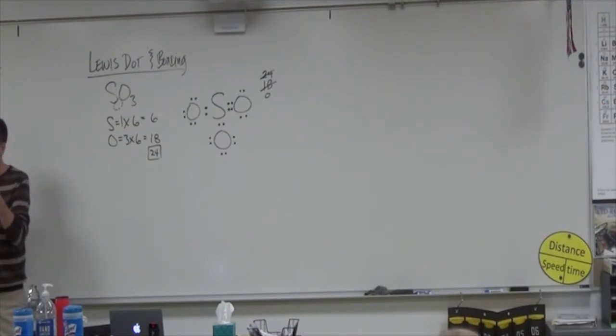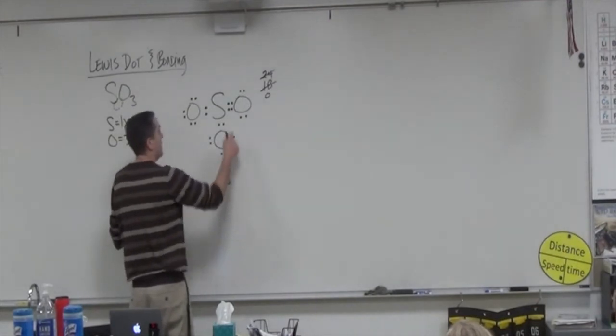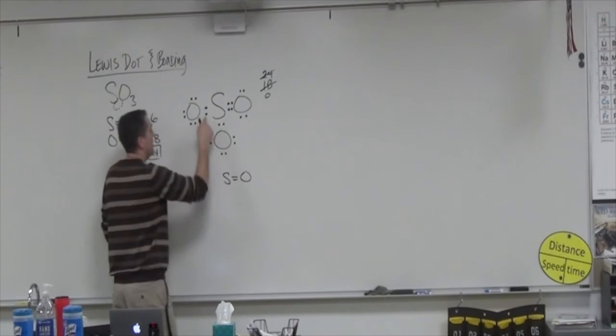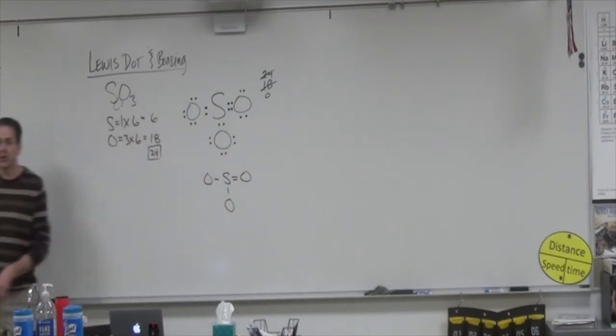Once I get to this point, I have to draw the structural. And the structural is pretty easy. For every pair, I draw a line. There's 2 pair in there. Single pair there. Single pair there. That's what that would look like.